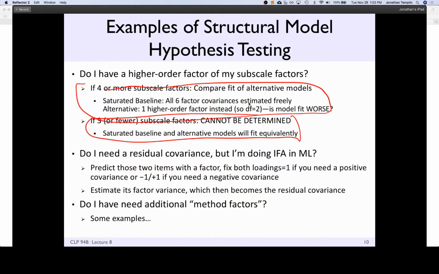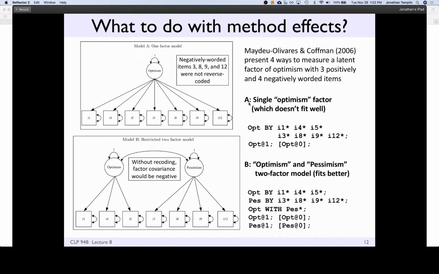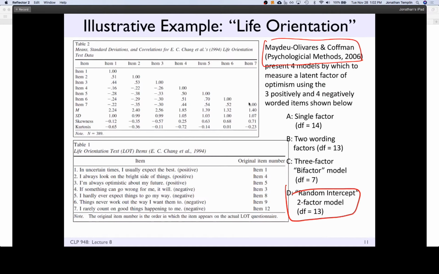So, let's see here. How about methods factors? Well, there are different versions of factors we can put into an analysis. For instance, this is an example of life orientation by a paper in Psych Methods by Alberto Maydeu-Olivares and Donna Coffman. They came up with something called a random intercept factor, where basically they said, actually, hang on one second here. We talked about methods effects before, but let me see if I can do this.